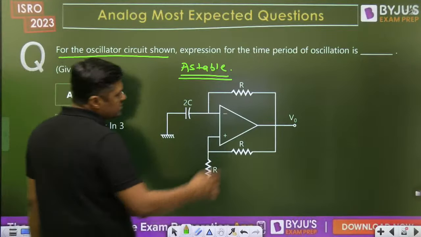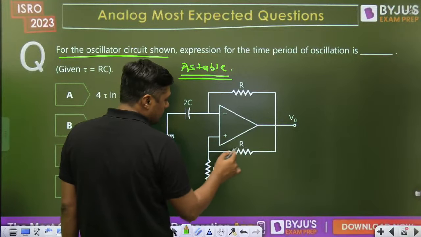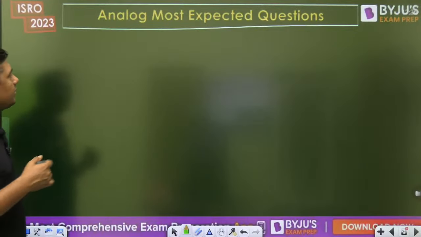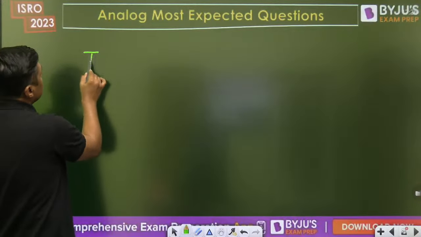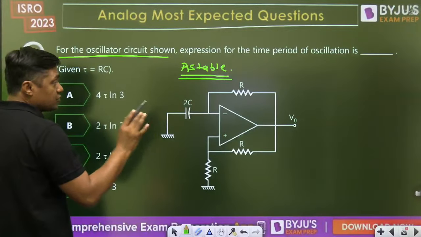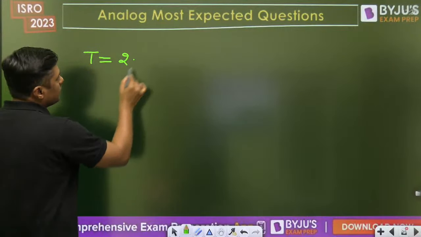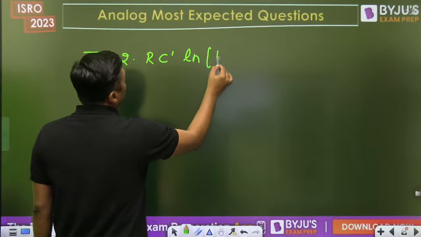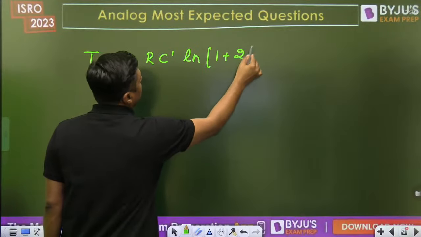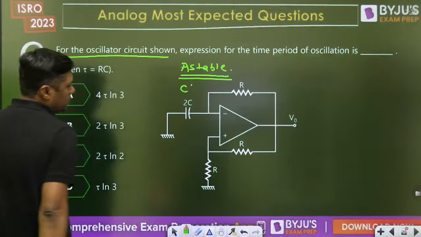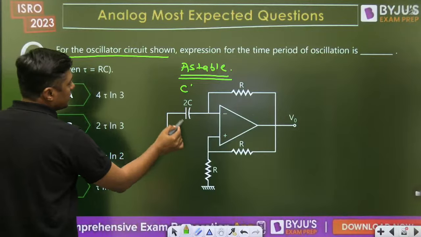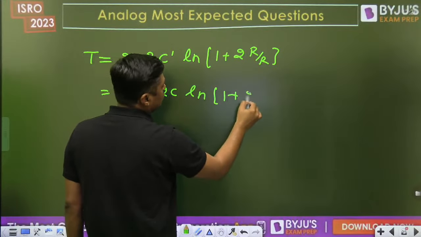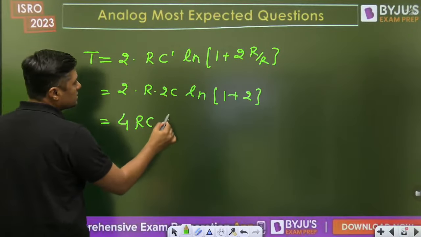Now remember, if any resistor is given here and this is the value, then what is the time period? For an astable multivibrator, what is the time period of the oscillation? T is 2 times this R and this C dash, log of 1 plus this resistor divided by that resistor, that is 2 times R2 by R1. Then what is the C dash? C dash is nothing but 2C. It will become 2 into R into 2C log of 1 plus 2R by R, the R cancels, and then it will become 4 times RC log of 3.